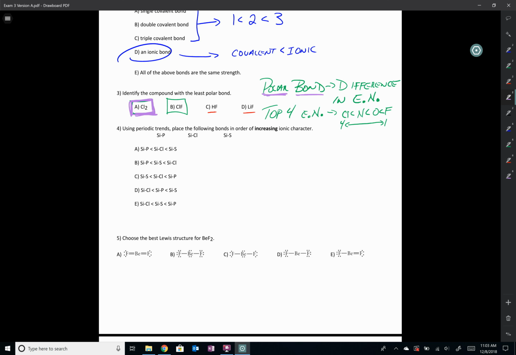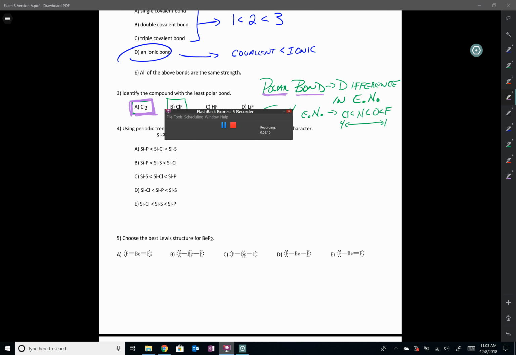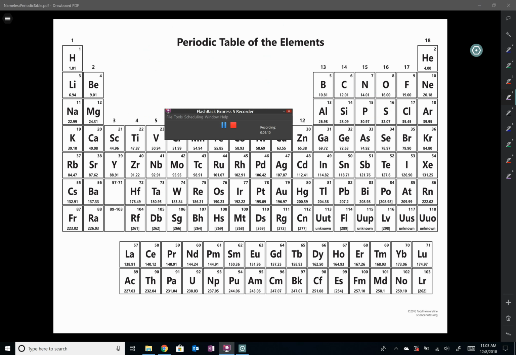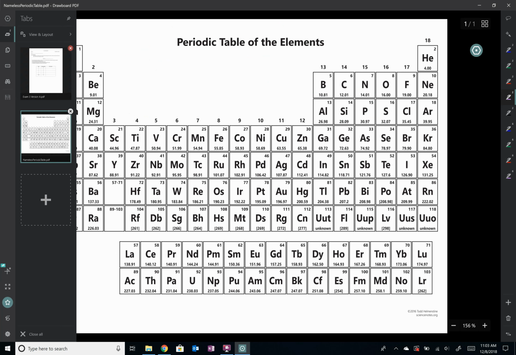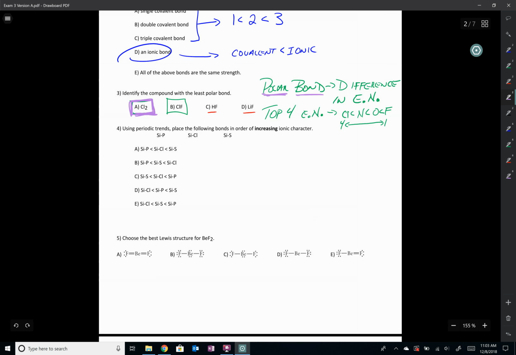Now, if you look at the periodic table, let me pause for a minute and pull up a periodic table. All right. So going back here for a second, we've got silicon bound to phosphorus, to chlorine, and to sulfur. So the silicon remains constant in all three of these compounds.